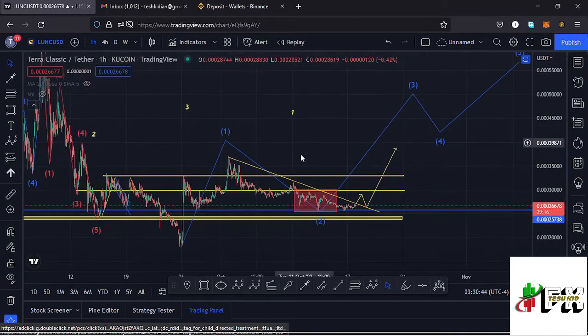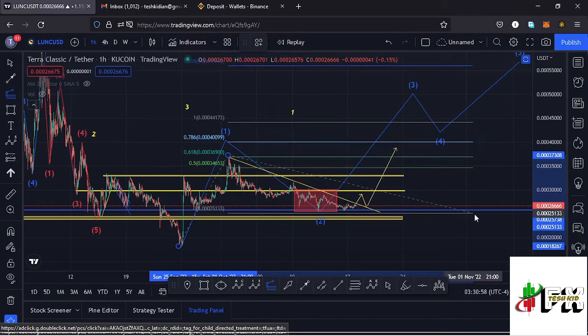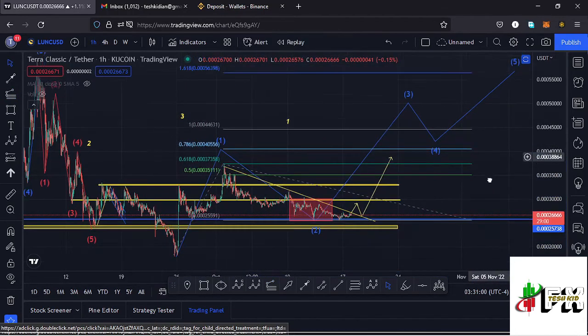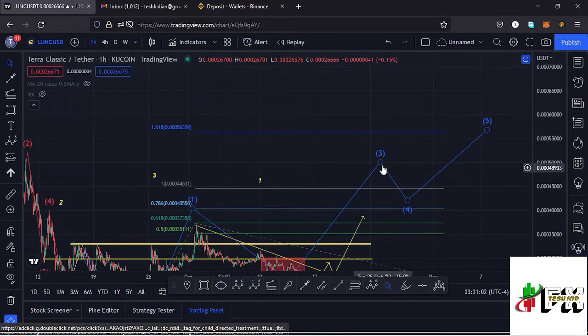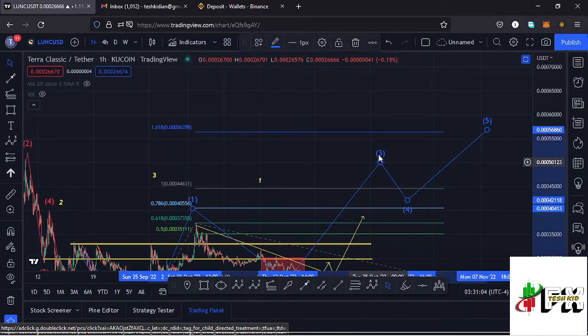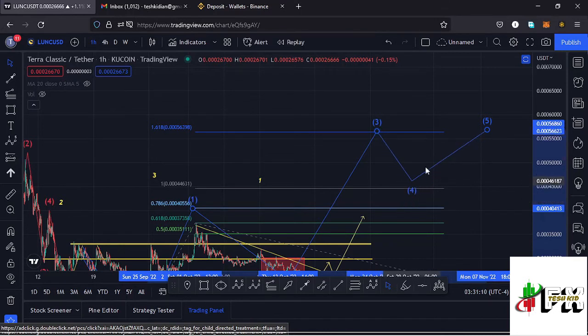And I can sketch out a target area to the upper side in the formation of that wave 3 using a trend based Fibonacci, connecting it from the low of that wave 1 to the high of the wave 1, then dragging the fibs to the low of that wave 2. And that gives me a minimum target area to the upper side at the fib level 1.618, and that is at around the $0.00056 mark. Then I will expect a wave 4 and then a wave 5 to complete this higher Elliott wave count 1.